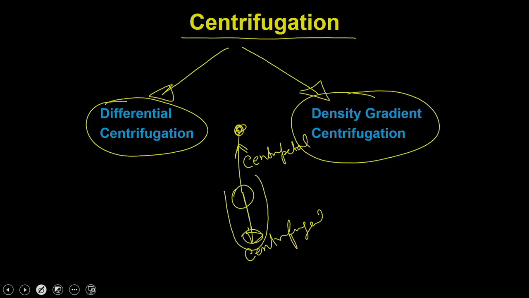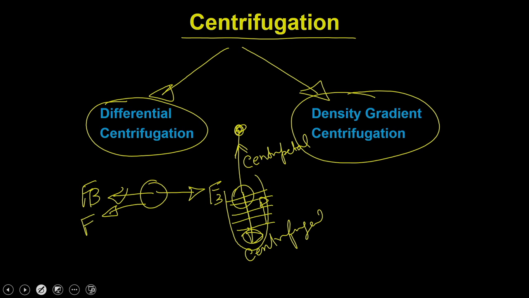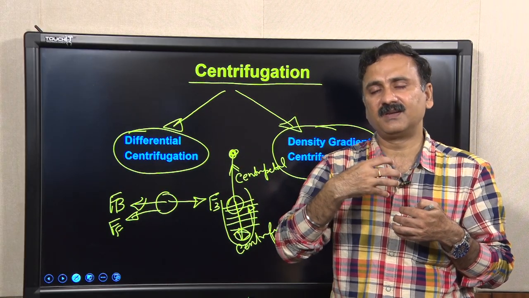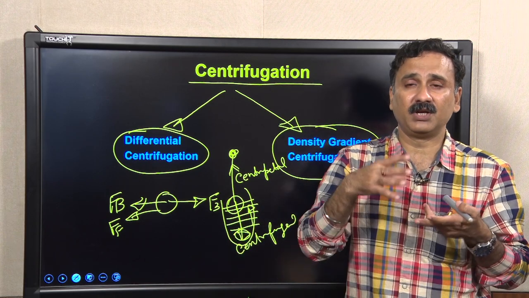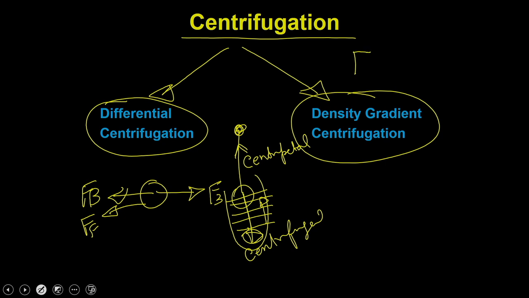So you can imagine that if you keep this object in an Eppendorf or a tube, this object will try to move towards this side, but it is present in a liquid, so the liquid is going to oppose the movement of this object. When the object is trying to move away from the center because of the centrifugal force, which is going to be F3, it is going to be opposed by two forces. One is the buoyancy force, FB, and then you also have the frictional force, because the moment the molecule is moving through the viscous material, it experiences two things. One is the buoyancy because of the density of the molecule, and the other one is the friction because the molecule has some size.